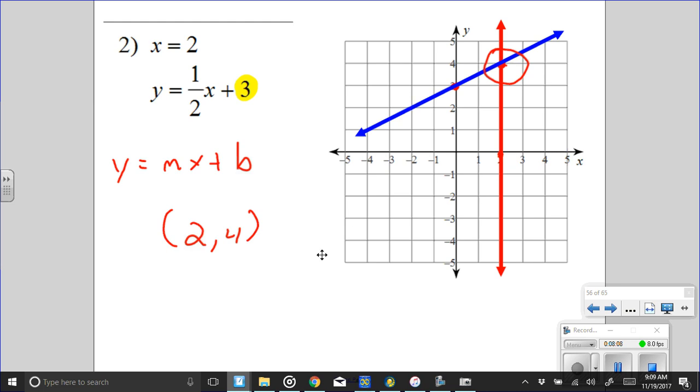Okay. And remember our special cases where if they don't cross, there's no solution. If they overlap each other, then it's an infinite amount of solutions.